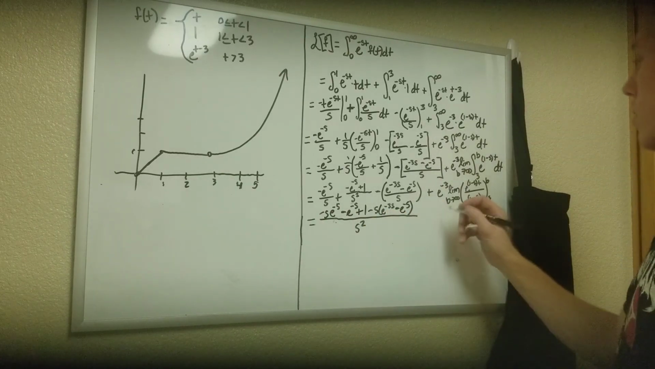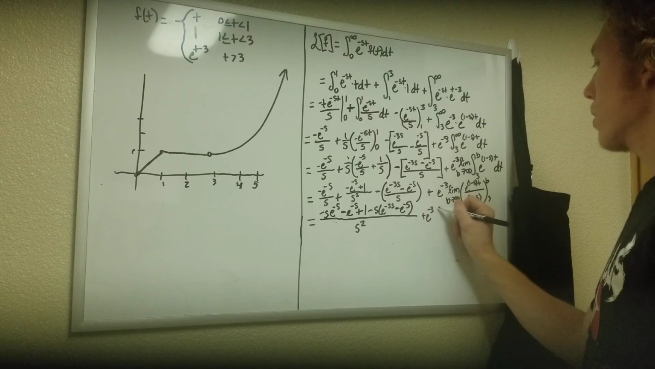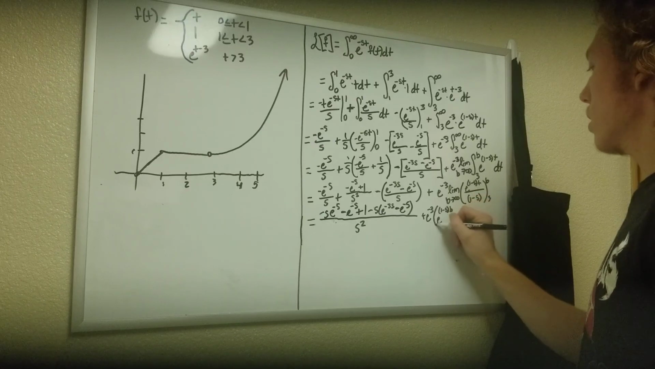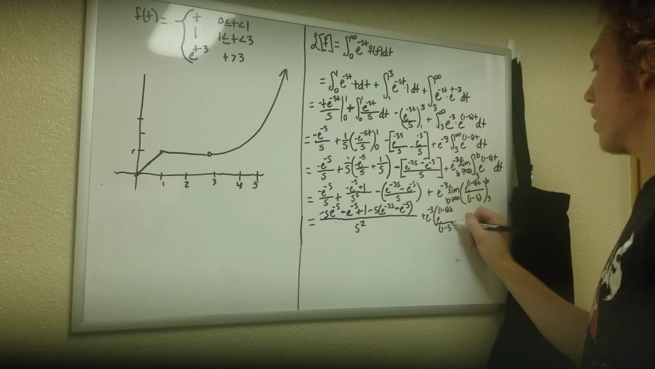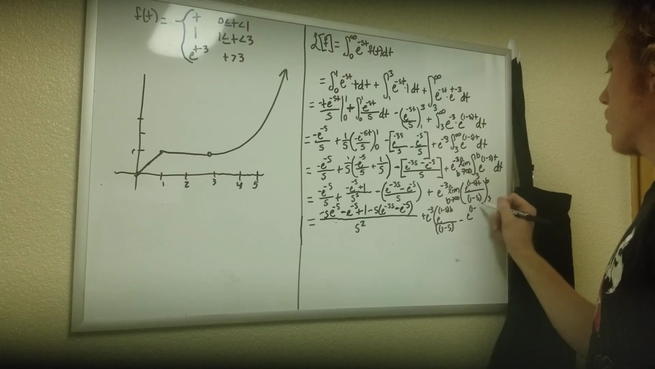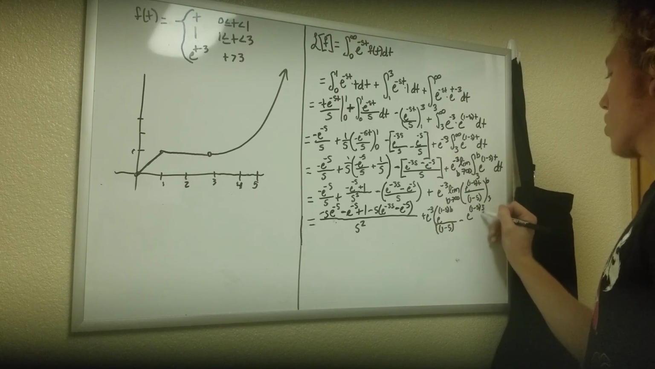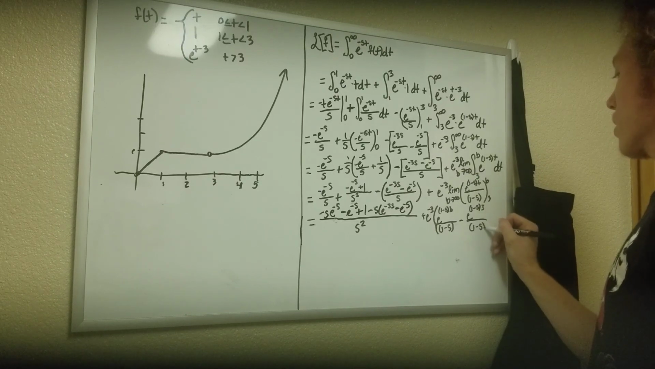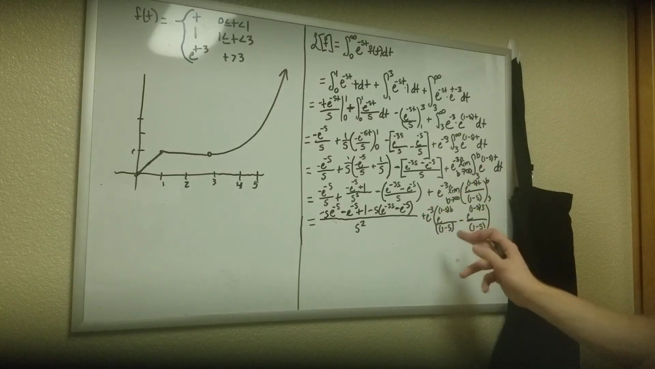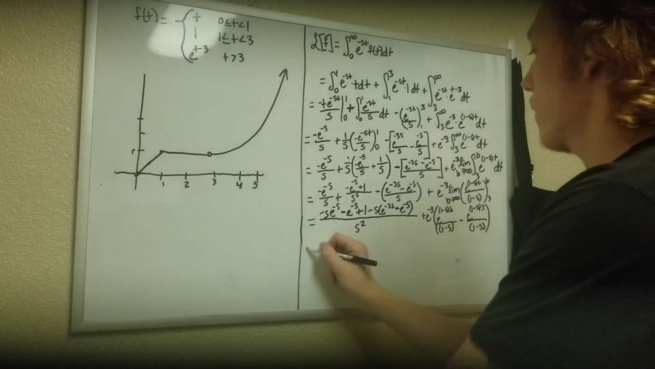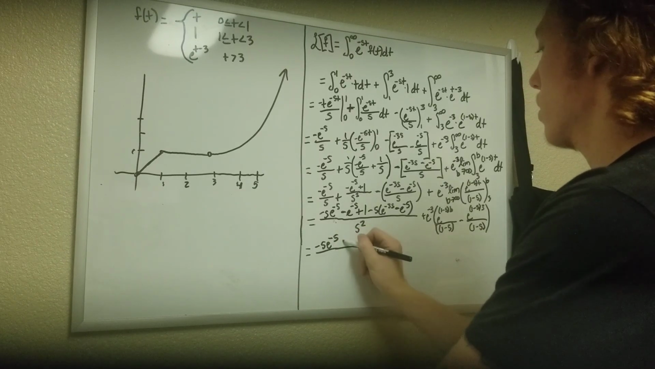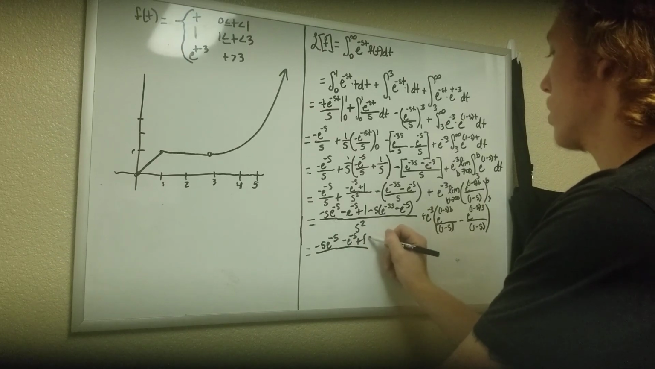Awesome. So this ends up being e to the negative 3 times e to the 1 minus s b over 1 minus s, minus e to the 1 minus s times 3 over 1 minus s. Alright. So negative s e to the negative s minus e to the negative s plus 1.